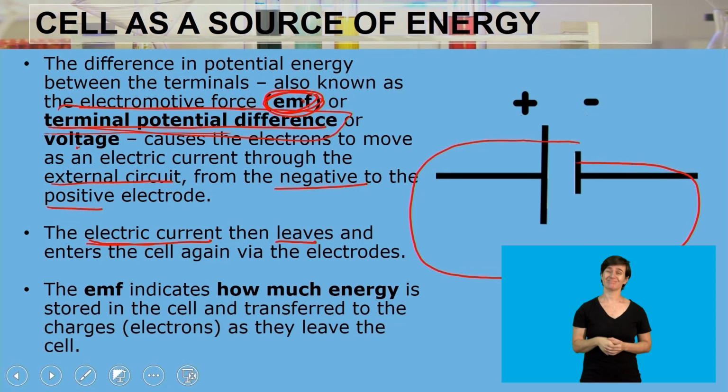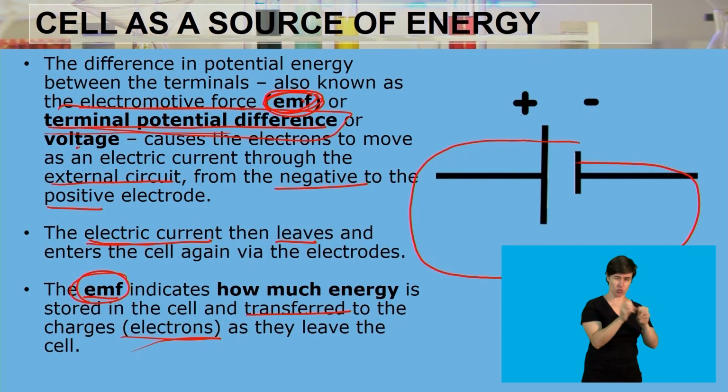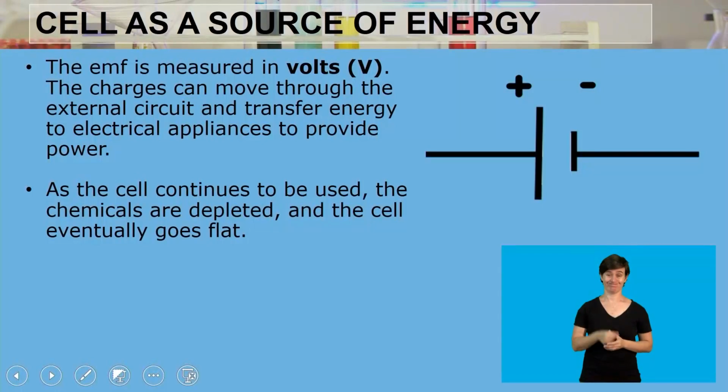Then the EMF indicates how much energy is stored in the cell and how much it is transferred to the charges. Remember, the charges are your electrons as they leave the cell. So when we are talking about EMF, we are talking about the amount of energy that is stored within the cell, or that amount of energy that is transferred to the charges. And remember that those charges are referred to as electrons as they are leaving the cell. Then that EMF is measured in volts, which is denoted by V, capital letter V.